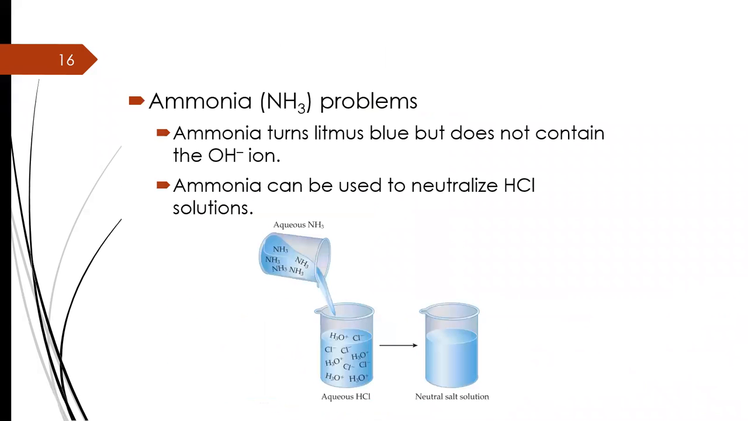All right. So the problem that we run into with bases is that bases were originally defined by Arrhenius as having the hydroxide ion in them. So things like sodium hydroxide, barium hydroxide, lithium hydroxide. They were all these things that had these hydroxides attached.